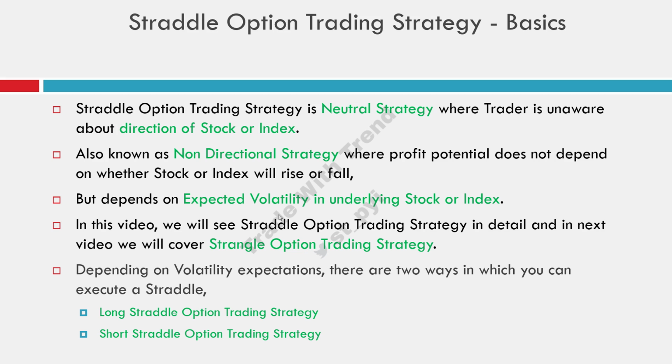Now, more than direction, in this particular strategy, you need to anticipate volatility, especially around events. In this video, we will see straddle option trading strategy in detail, and in next video, I will be covering strangle option trading strategy. Now, depending on volatility conditions, there are 2 ways in which you can execute a straddle. Number 1, long straddle option strategy, and number 2, short straddle option strategy.